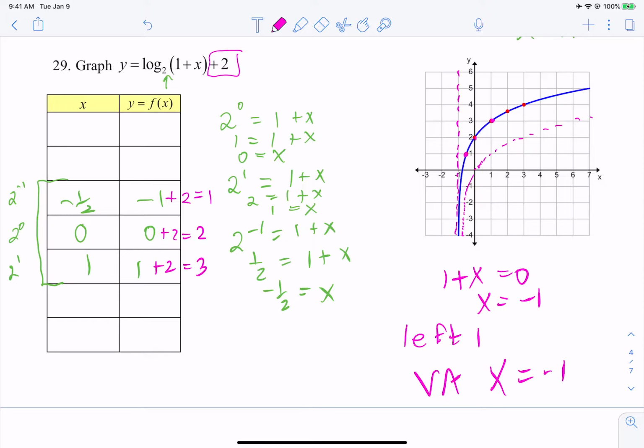You can do the original if that helps, like what I did here in pink. You could have just completely graphed the original. The parent function is the log base 2 of x. You could have graphed that, and then based on transformations, shifted it to the left one and up 2, and that works perfectly well too. If that makes more sense, this is kind of a strange one to wrap your head around. Any questions about 29?